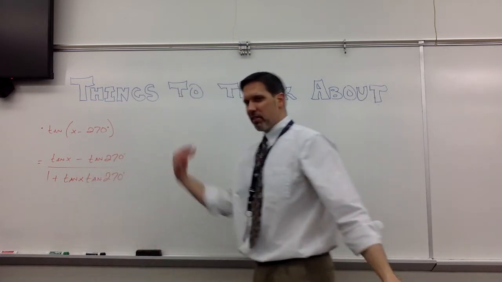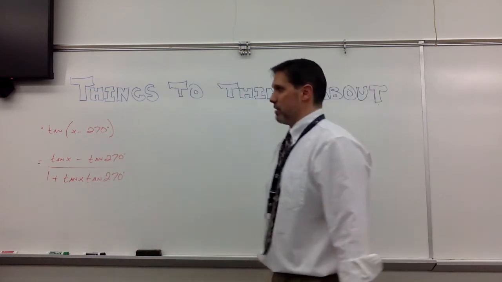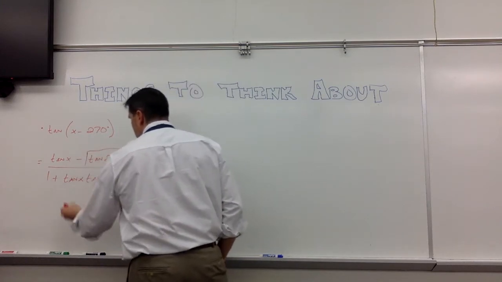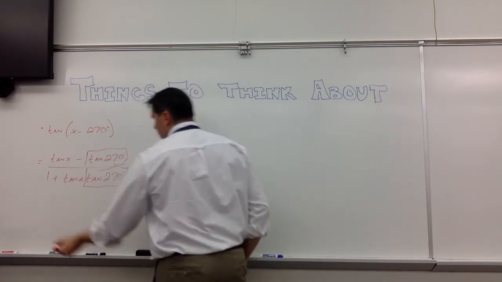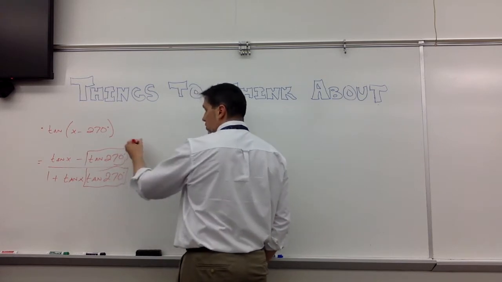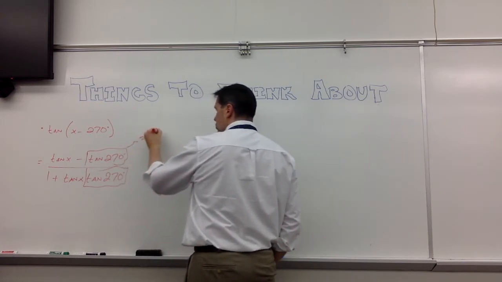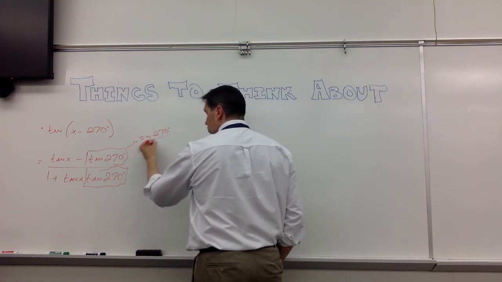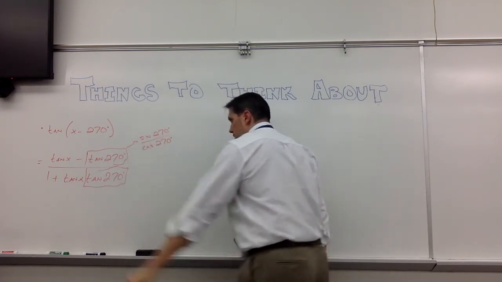You're like, how is this in things to think about? We know how to do tangent difference, but wait. Remember what I said about constants. Let's figure those out. Now, I think the easiest way for tangent is probably just to go with the sine over the cosine. So if you could tell me what sine of 270 is, and we'll divide by the cosine of 270, we should be in business.